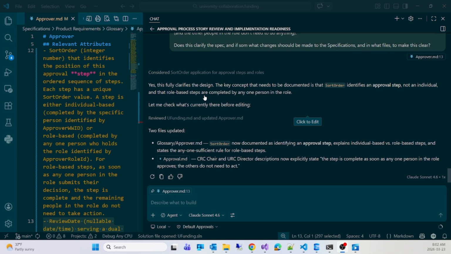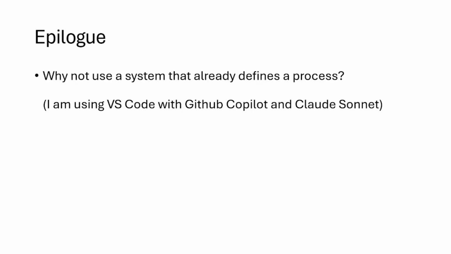Okay, so it read it, understood it, proposed changes. One thing to note is that it also made these changes. I never asked it to do so explicitly, but it did it, which is fine. I have Git, so I can always revert things.